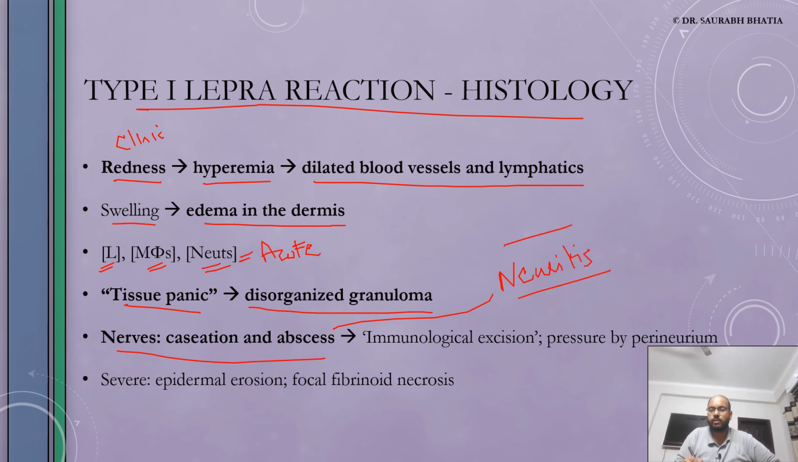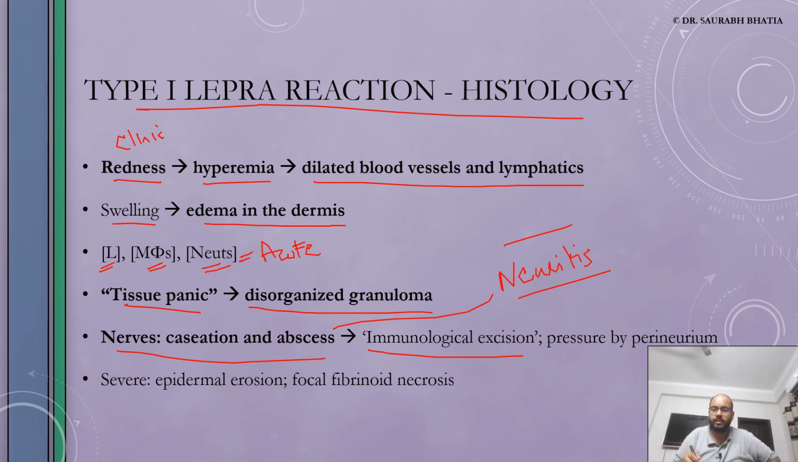A lot of neuritis or nerve inflammation. Okay, so neuritis is a very common feature in type 1 Lepra reaction because the immunity is killing the bacilli and the bacilli is invading the nerves, so the nerves also get damaged. And that has been termed as immunological excision. That means immunity is transecting or cutting the nerve.